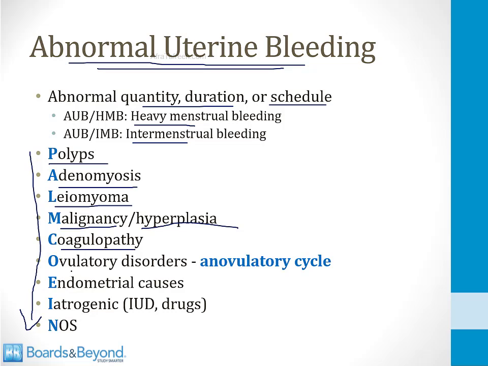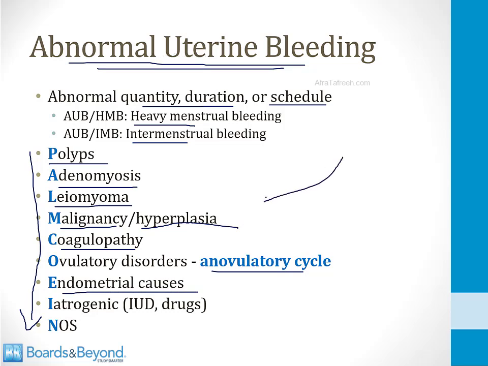And then if ovulation is abnormal, women can have abnormal uterine bleeding. And a classic ovulatory disorder that causes uterine bleeding is an anovulatory cycle, which I'll talk about in just a minute. Endometrial causes refers to local problems in the endometrium that lead to uterine bleeding. Basically, it's a catch-all term.